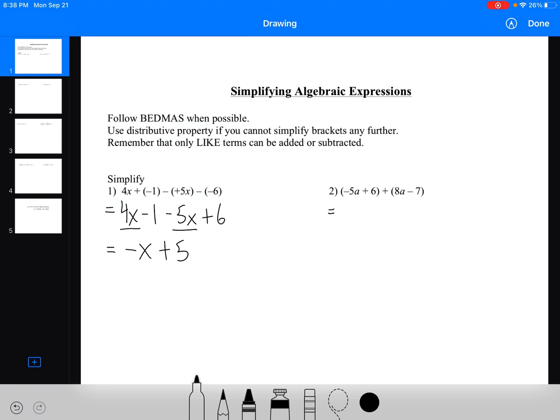The best thing to do is just practice these. So negative 5a plus 6 plus 8a minus 7. Well, negative 5a plus 8a is going to give me 3a. And then 6 minus 7 is going to give me negative 1. Again, I can't go any further, so I stop.